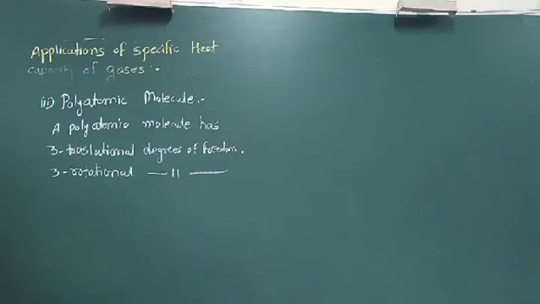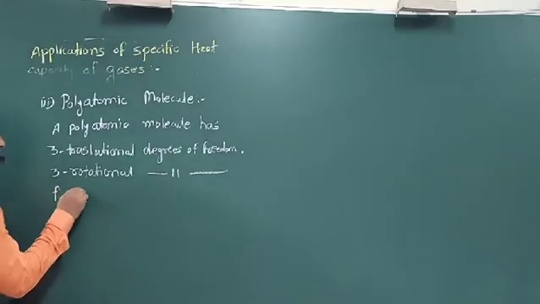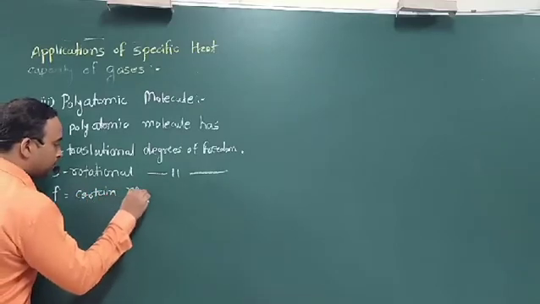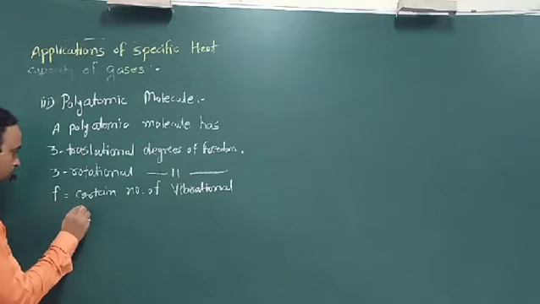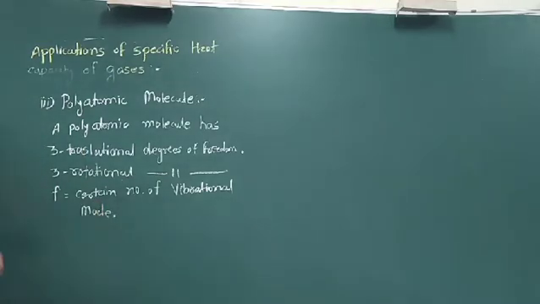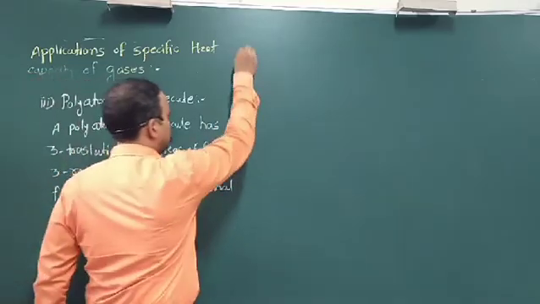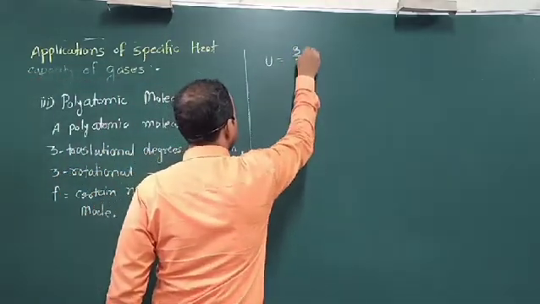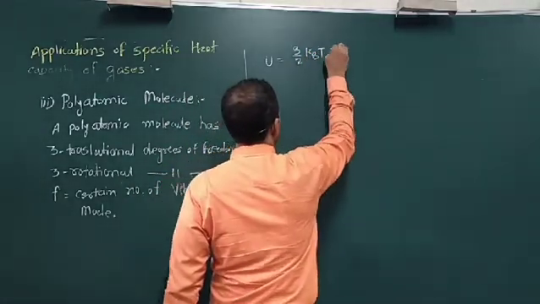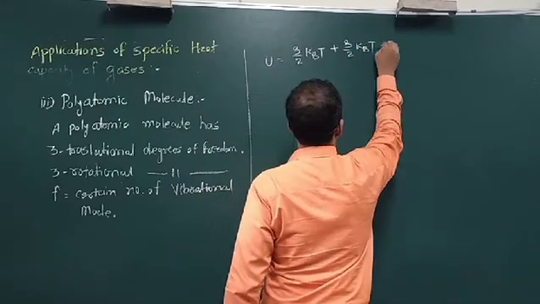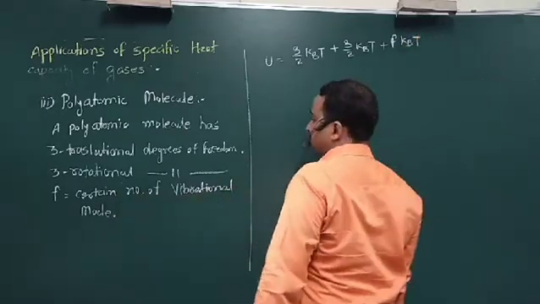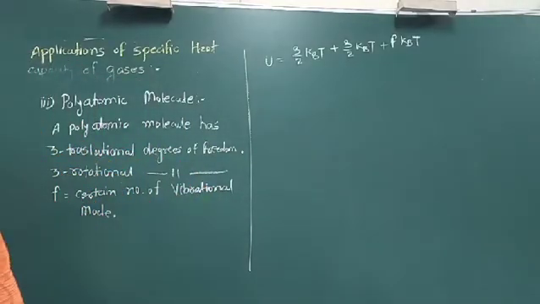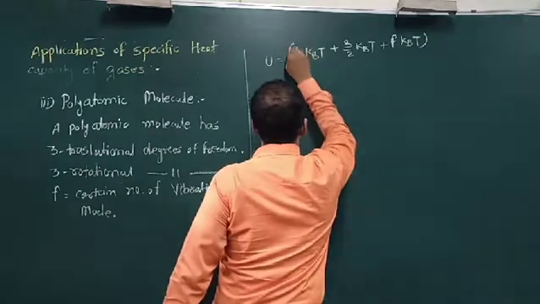a certain number of vibrational modes. Let it be F. Okay, so to find the total energy, we get U is equal to 3 by 2 kBT for translational plus 3 by 2 kBT for rotational plus F kBT, a certain number of vibrational modes, into NA.